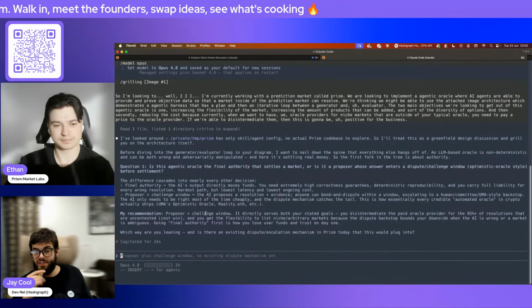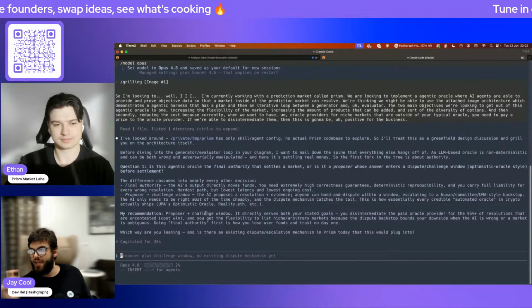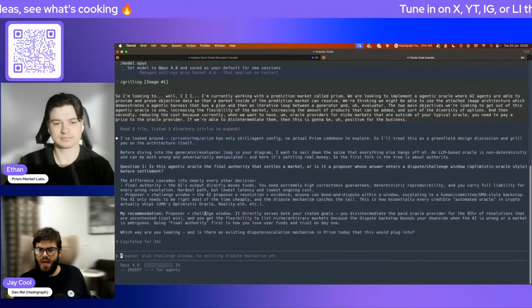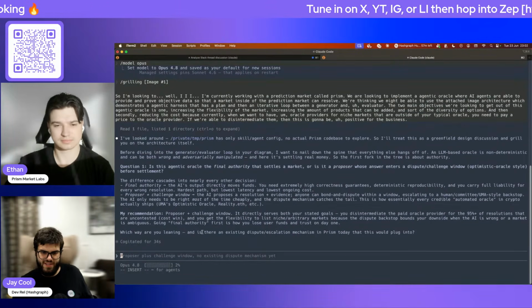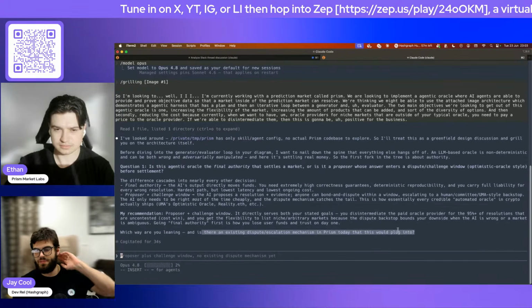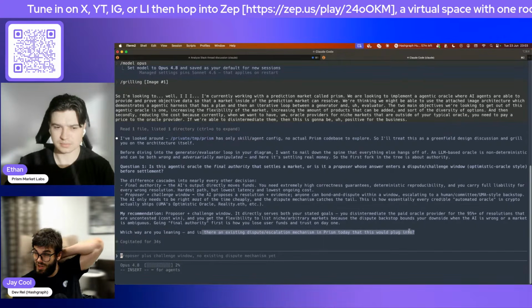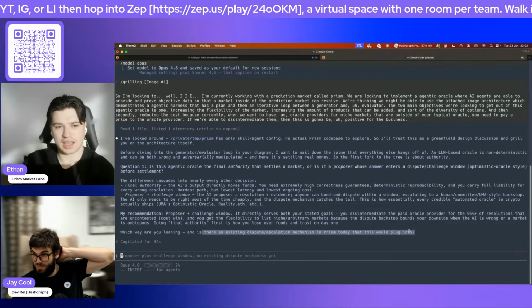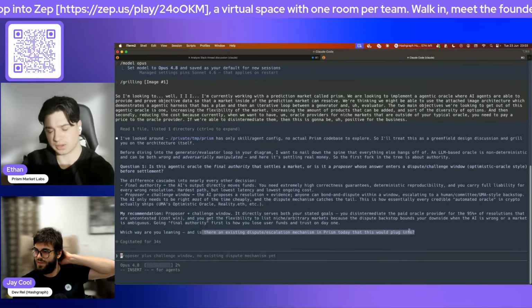Okay, so it's basically a proposer with why it's proposing it, the evidence. And then here there's an interesting one. So is there an existing dispute/escalation mechanism in Prism today that this would plug into? Have you sort of seen anything like this before? Not currently. We don't have that set up.